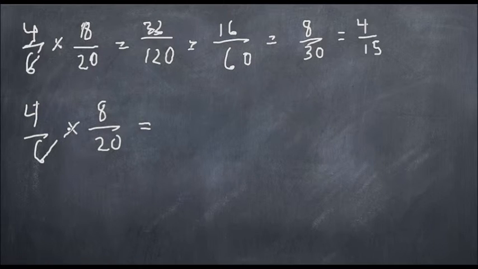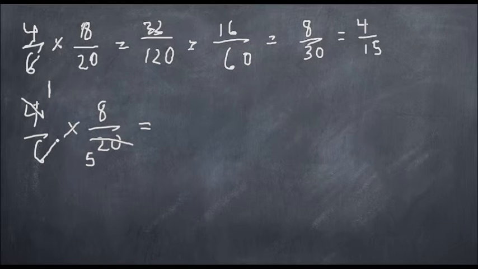Can you see how 4 goes into 20? So we're looking for a common factor between this and this. So 4 can go into 4, and 4 can go into 20. So let's just think about this. How many times does 4 go into 4? Once. How many times does 4 go into 20? 5 times. So here we've got 1 and 5.